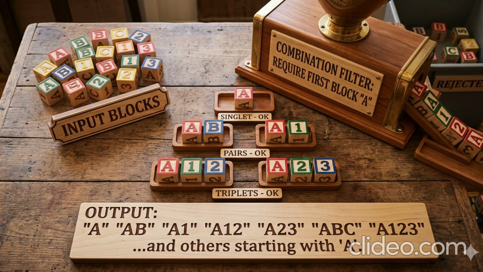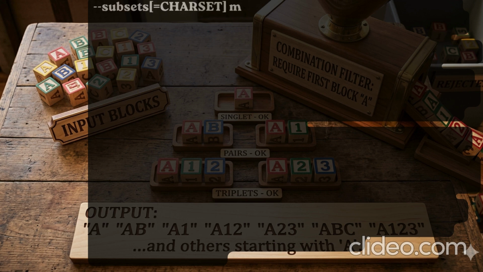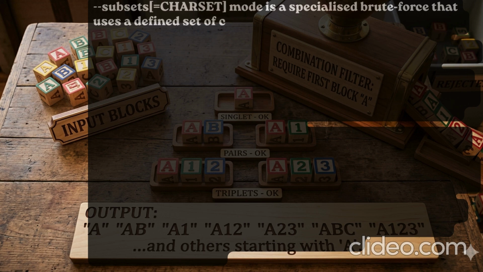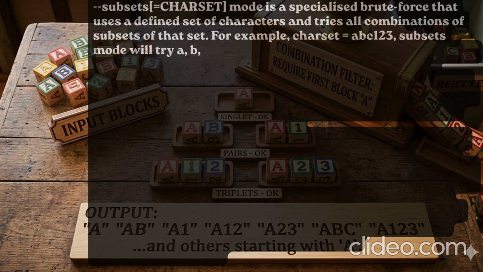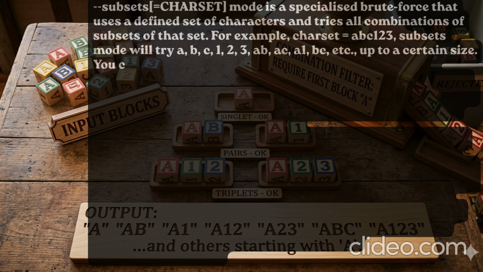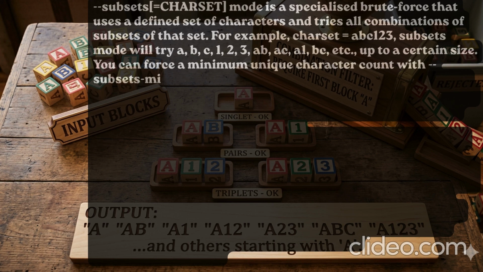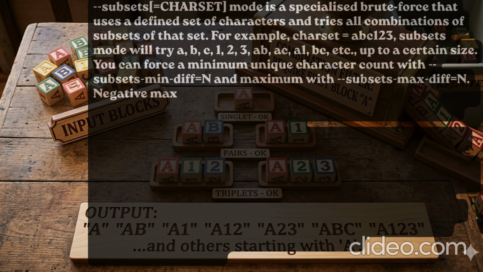--subsets=charset mode is a specialized brute force that uses a defined set of characters and tries all combinations of subsets of that set. For example, with charset=1 ABC123, subsets mode will try A, B, C, 1, 2, 3, AB, AC, A1, BC, etc., up to a certain size. You can force a minimum unique character count with --subset-min-diff=n and maximum with --subset-max-diff=n.